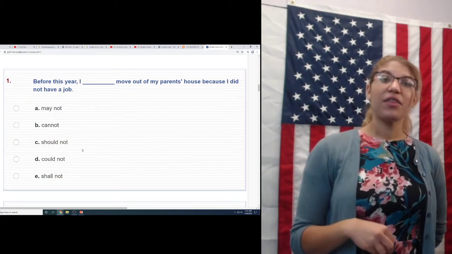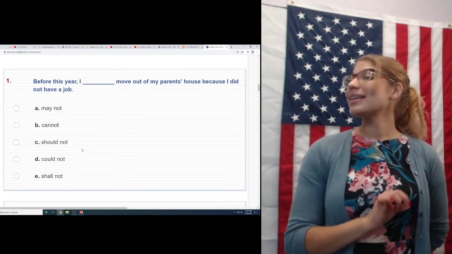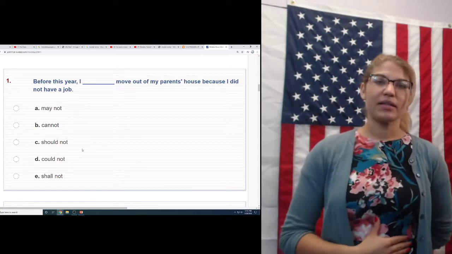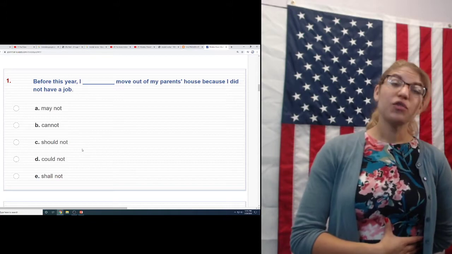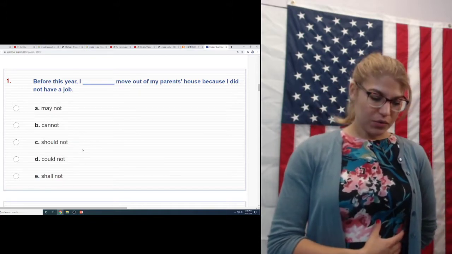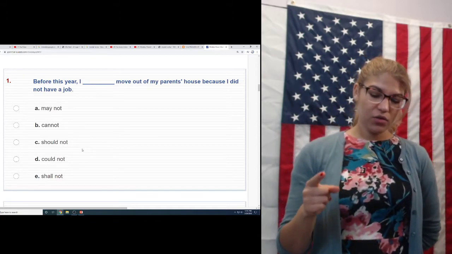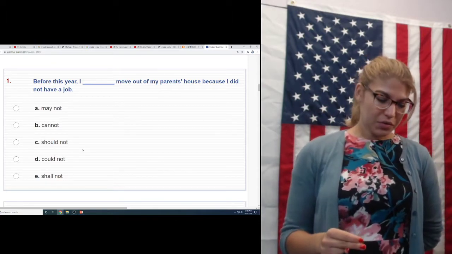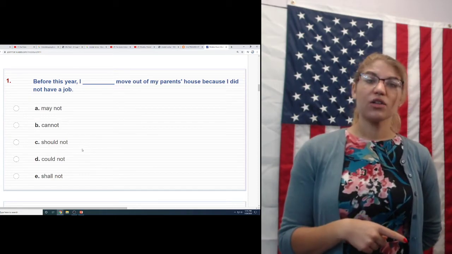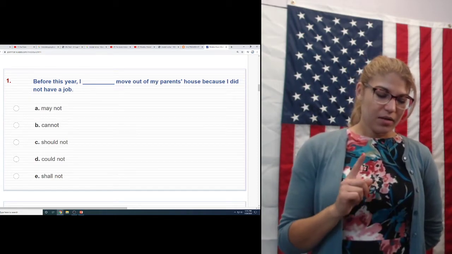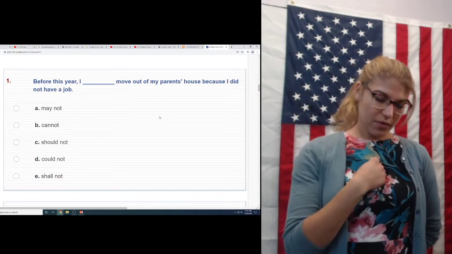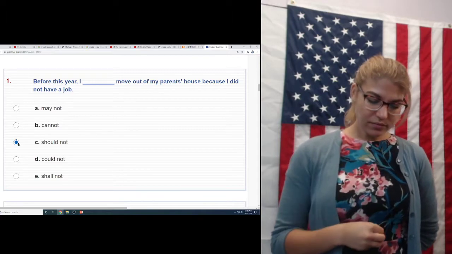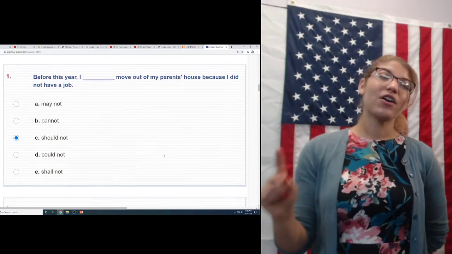And shall, the last option, talks exclusively about the future. Something shall happen in the future. So for this reason, we won't use the word shall not, nor should not, cannot, or may not. We must use the word could not. Could not. Before this year, I could not move out of my house because I did not have a job. Let's look at our next option.